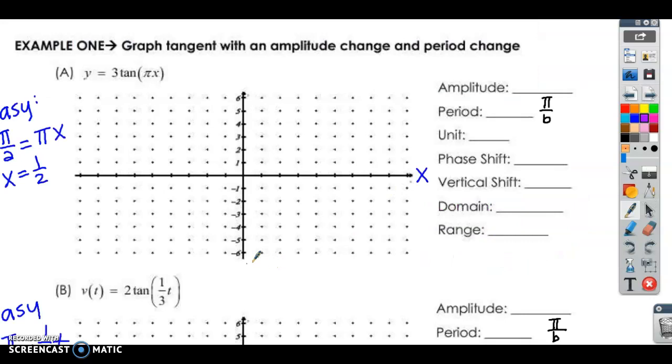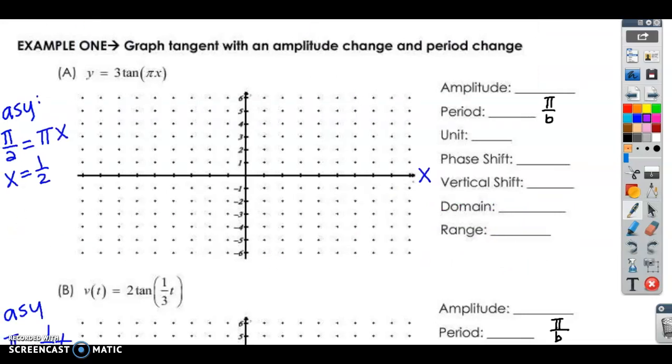Okay, so let's go ahead and practice. All right, the amplitude is going to be 3, the absolute value of 3, which is just 3. The period is pi divided by b. In this case, b is pi. So when I take pi and divide by pi, I actually get 1. So the unit is 1/4. So I'm going to be counting by 1/4.